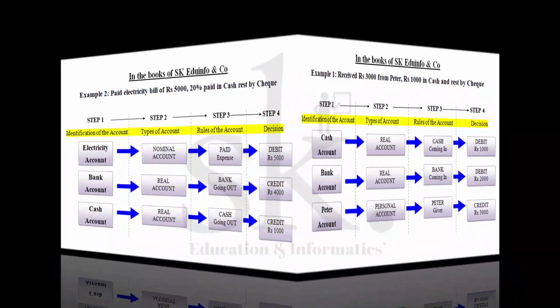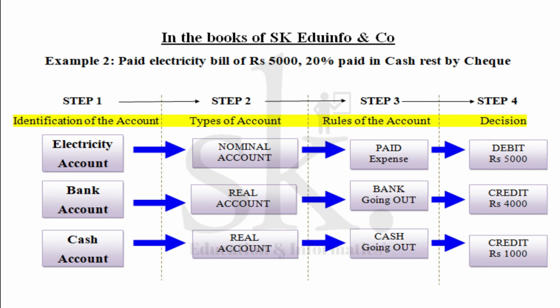Let's move on with the next example. Example 2 states, paid electricity bill of rupees 5,000, 20% paid in cash and rest by check. So SK EDUINFO company has paid electricity of rupees 5,000. So we have electricity account, 20% paid in cash, so we will be having cash account, and the rest by check, so bank account. Now since we are paying electricity, it's a nominal account, it's an expense, so it has to be debited with the entire amount of rupees 5,000.